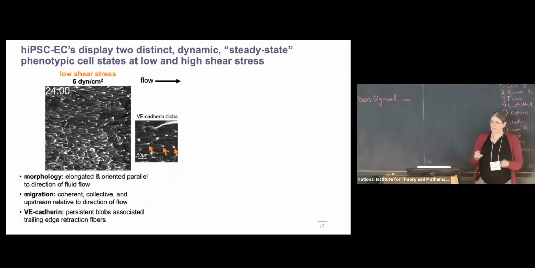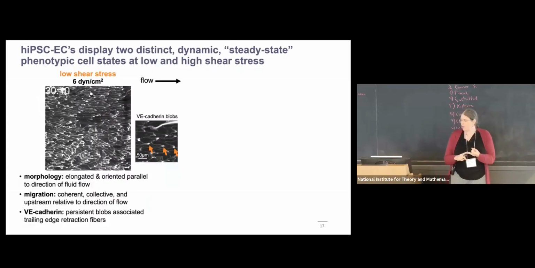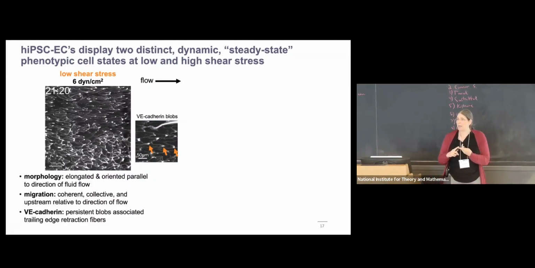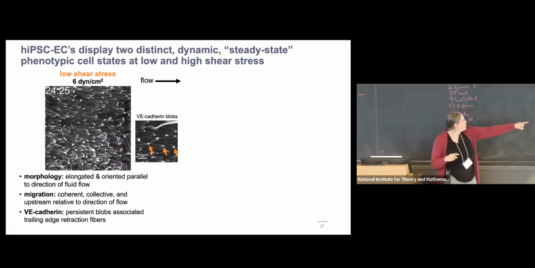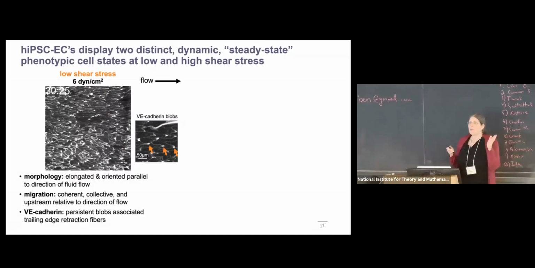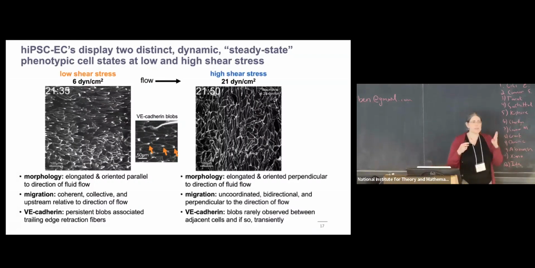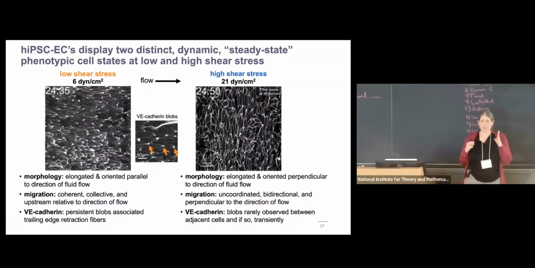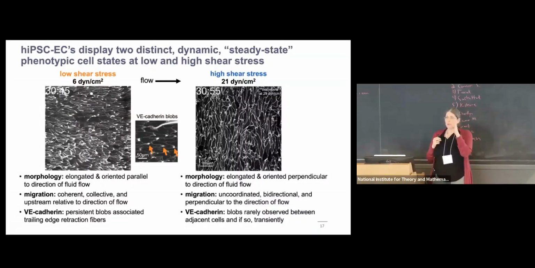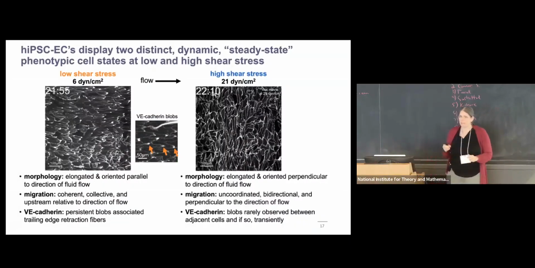So here's the low shear stress. The morphology of the cell is that it's elongated, it's oriented parallel to the flow. The behavior is that it's migrating coherently upstream. And then one aspect of organization that we see is that you can see these blobs at the trailing edge of the cells in the retraction fibers. When we change the shear stress to a high shear stress, we get a completely different phenotypic cell state, as we can see in the microscope, in which the morphology is now still elongated, but oriented perpendicular. The cells move in an incoherent manner, and the blobs are no longer persistent.